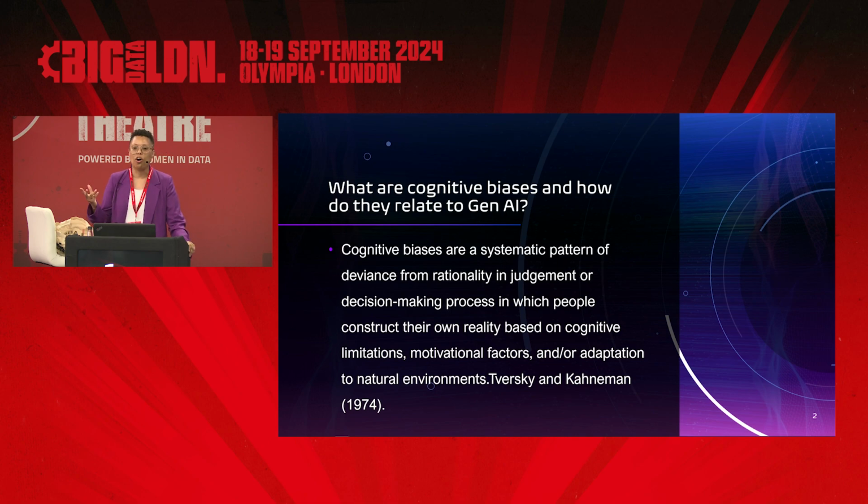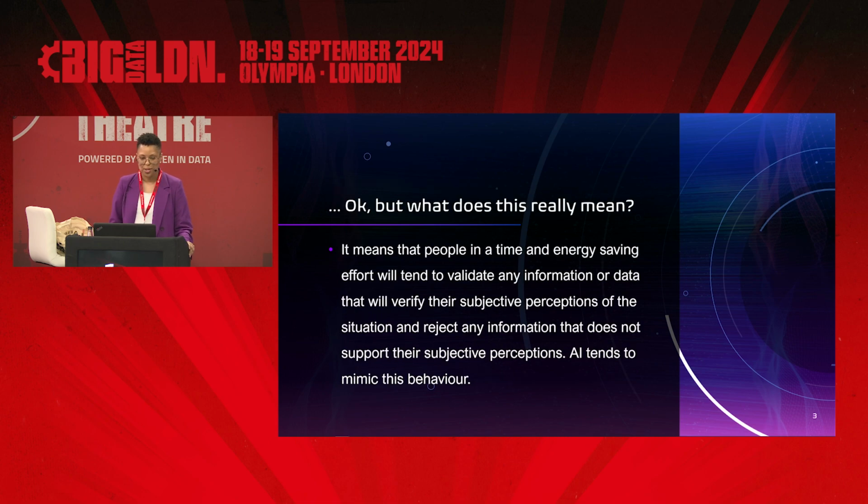Firstly, what are cognitive biases? Cognitive biases are systematic patterns of deviance from rationality in judgment, decision-making processes in which people construct their own reality based on cognitive limitations, motivational factors, and/or adaptations to natural environments. But what does that really mean?